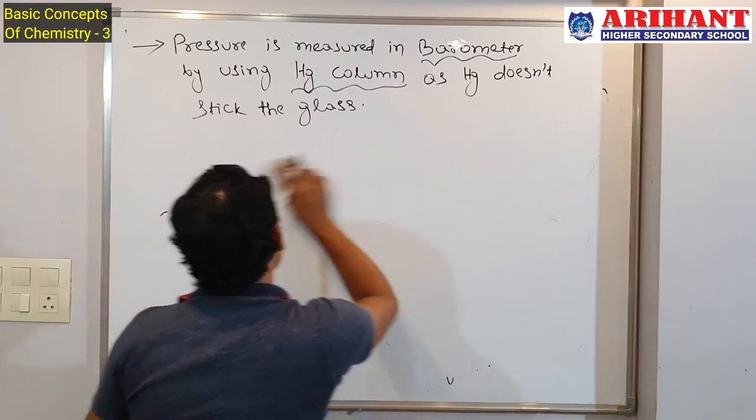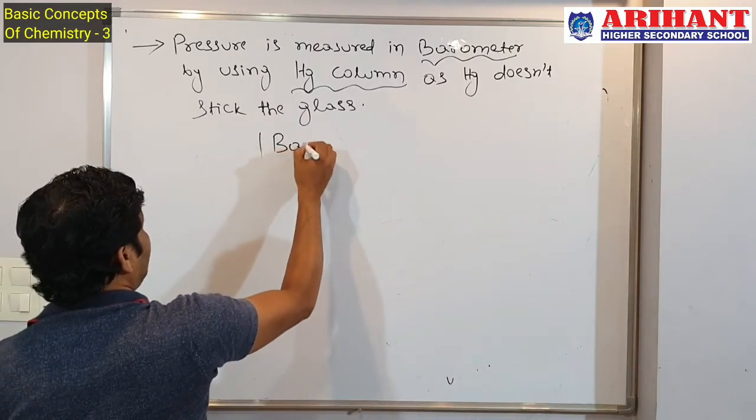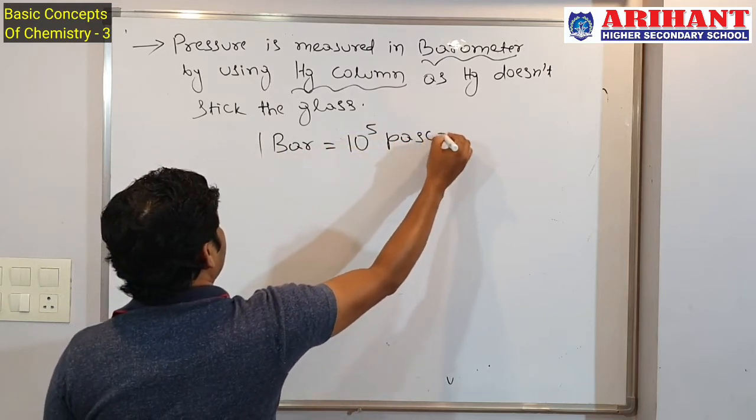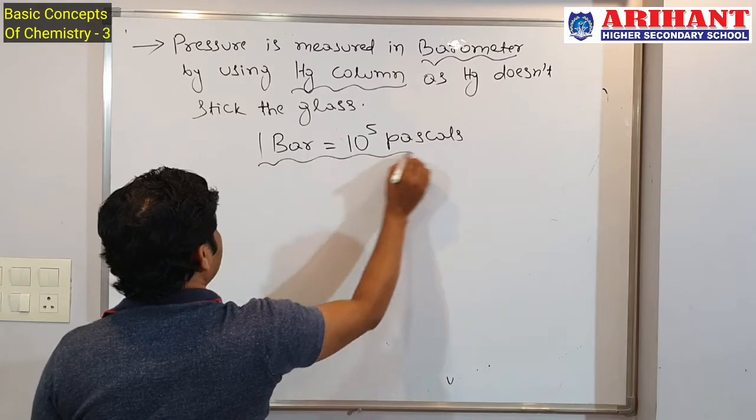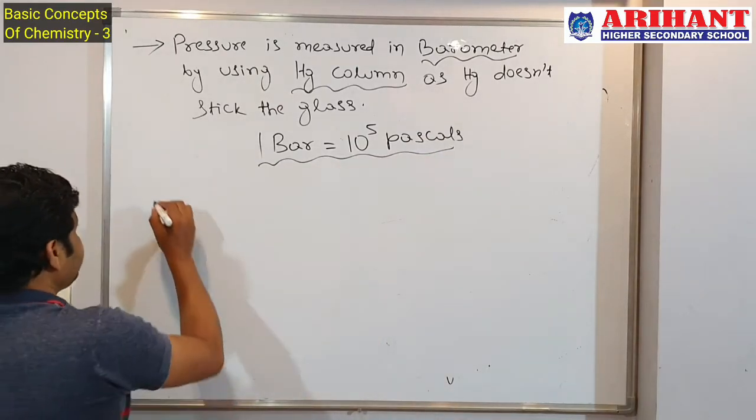Barometer is derived from the word bar, and 1 bar is equal to 10 to the power 5 pascals.